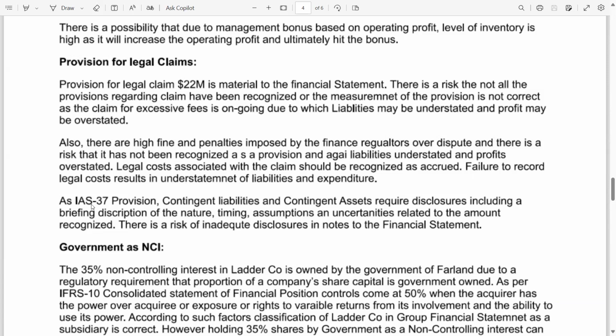As per IAS 37, provisions, contingent liabilities and contingent assets require disclosures including a brief description of the nature, timing, assumptions, and uncertainties related to the amount recognized. There is a risk of inadequate disclosures in the notes to the financial statements.